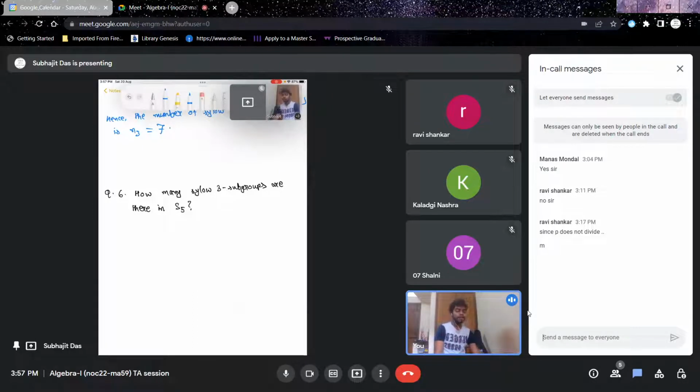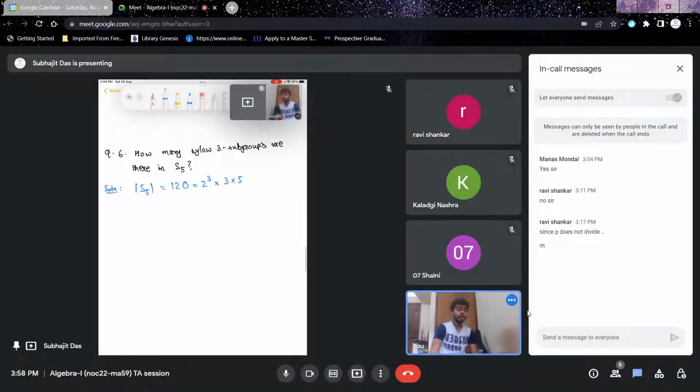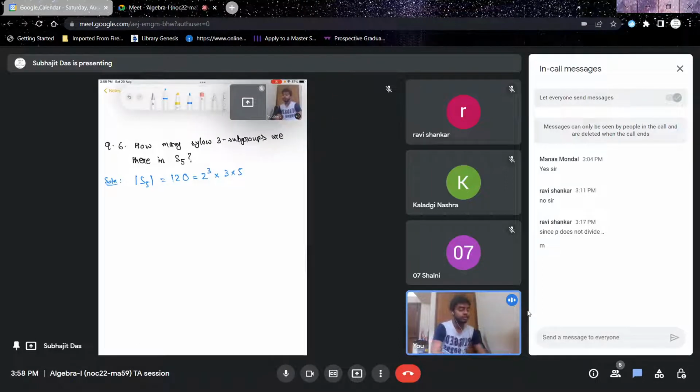You are asked to find the number of Sylow 3 subgroups of S5. Let me just quickly go through the argument. Just recall that S5 has 120 elements. So the cardinality of S5 is 120, and this is, help me check if I'm correct, 2 cube into 3 into 5. Hence the order of any Sylow 3 subgroup of S5 has to be 3. So you are asked to find the number of Sylow 3 subgroups of S5.